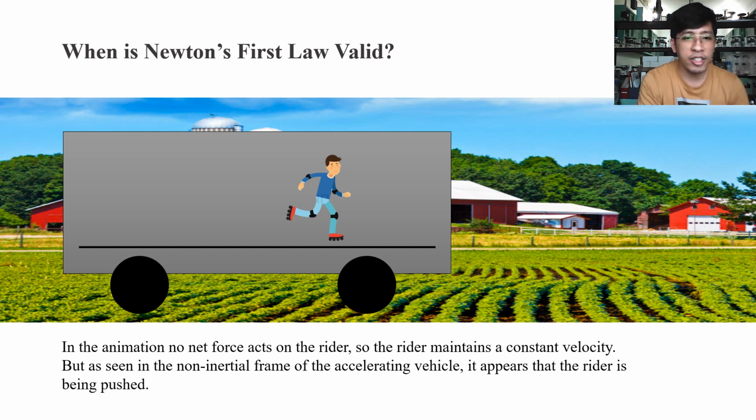But as seen in the non-inertial frame, which is your accelerating vehicle, it appears that the rider is being pushed. So it appears that you are being pushed forward when the bus suddenly stops. So your Newton's first law is valid only for inertial frames. When we say inertial frames, these are frames that are not accelerating. Otherwise, when your frame is accelerating, like for example here, you have your frame, which is your bus, and the bus is accelerating, this is what you call a non-inertial frame, and when you have a non-inertial frame, your Newton's first law is no longer valid.